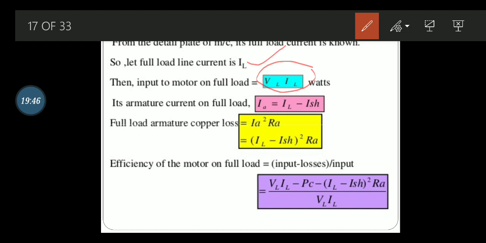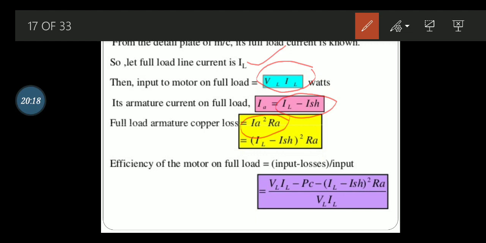Its armature current on full load is the difference of the line current and shunt field winding current. Full load armature copper loss is the square of the armature current and the armature resistance. You know, armature current is the difference of the line current and shunt field winding current. So finally the full load armature copper loss is IL minus ISH, whole square, into RA.